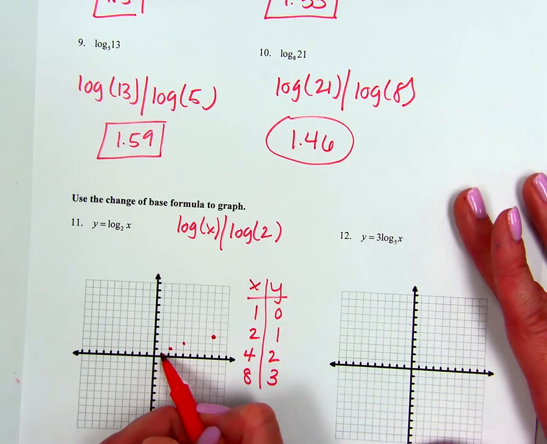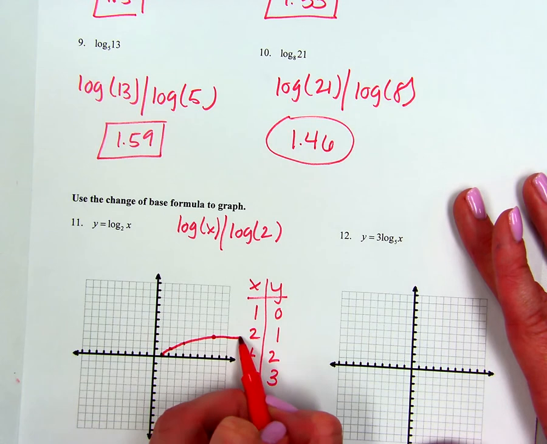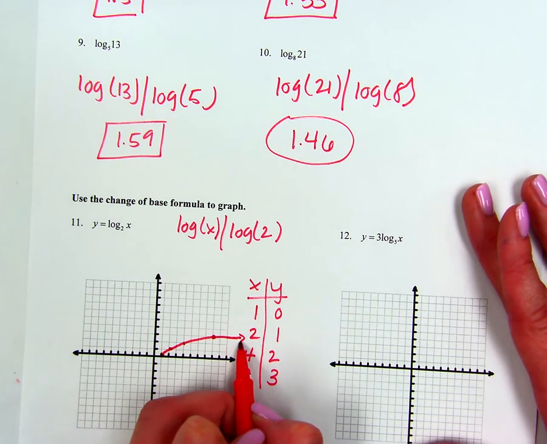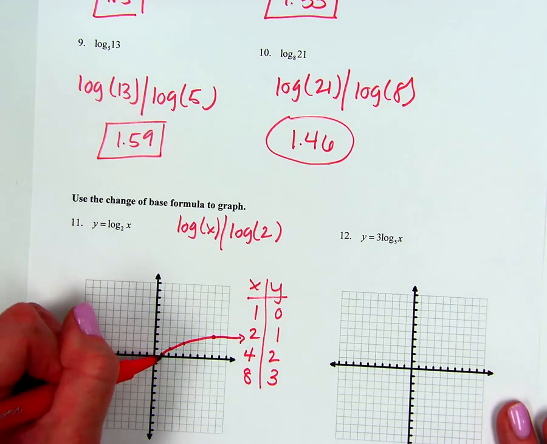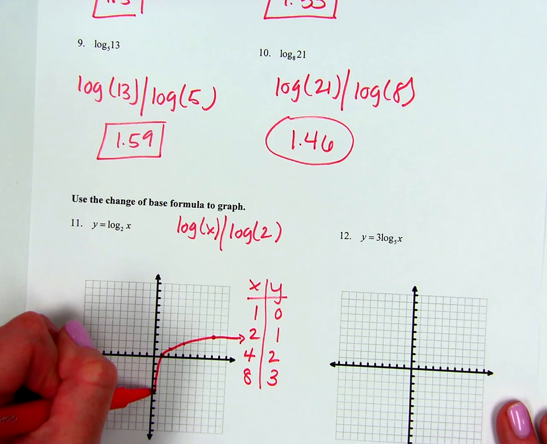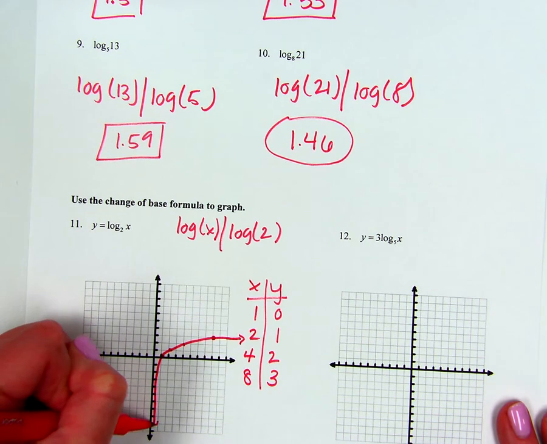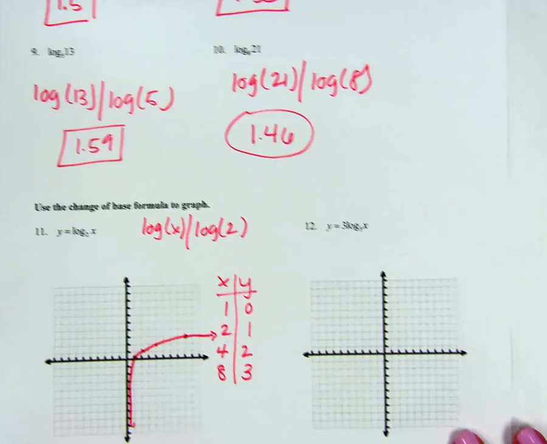I'm just going to connect these right here. So I'm going to do a couple points down as well. And I'm just going to kind of curve this. But remember, I said I have that asymptote, so I'm not going to cross that line right there. So just a nice curve to my graph right there.